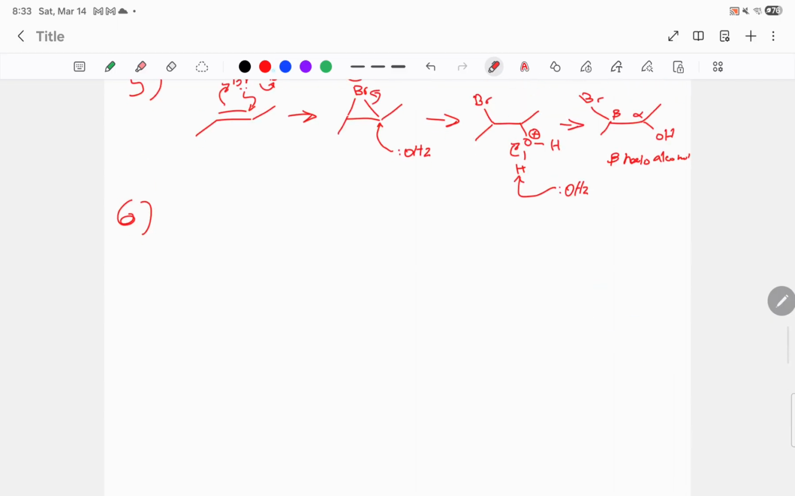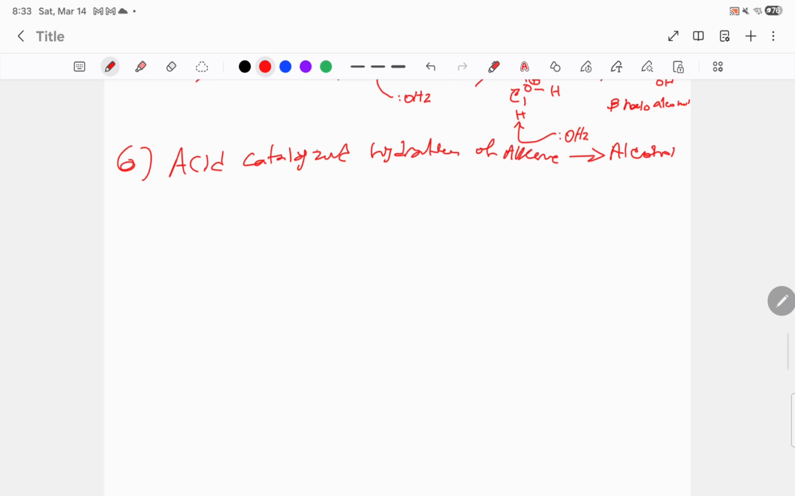And one of the reactions you're going to learn is something called acid catalyzed hydration of an alkene, which gives us an alcohol. So again, these are all kind of addition reactions.